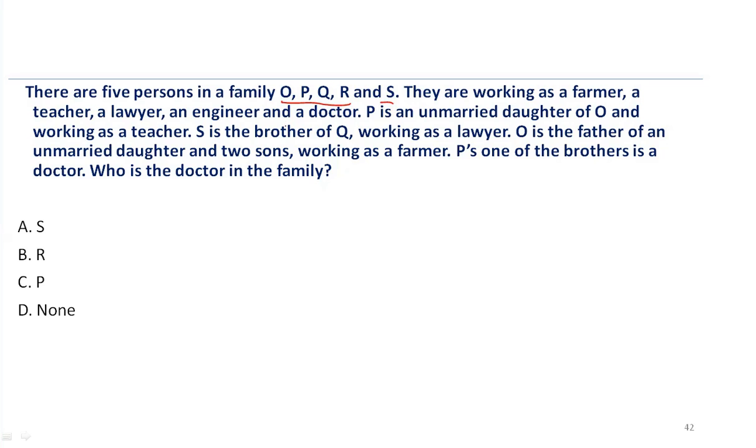P is an unmarried daughter of O. Daughter means you have to put her inside the circle. Unmarried daughter of O. So O is the parent of P. Gender is male or female, I don't know till here. Next, and working as a teacher. P is an unmarried daughter of O and working as a teacher means you can write it separately here. P is a female and P is nothing but a teacher.